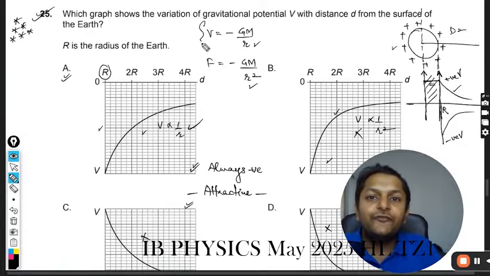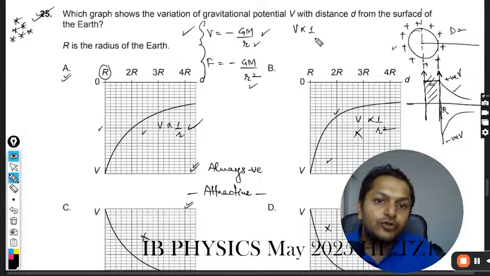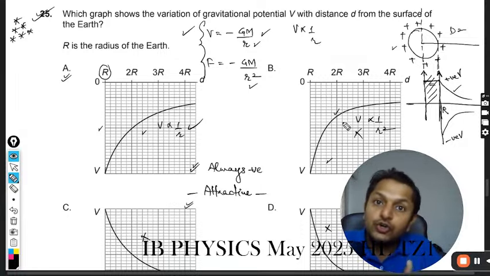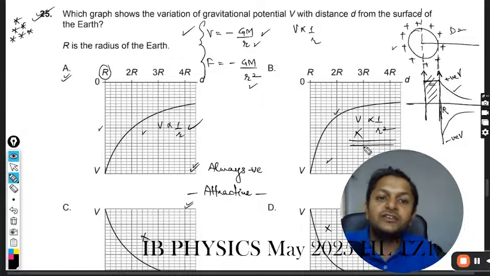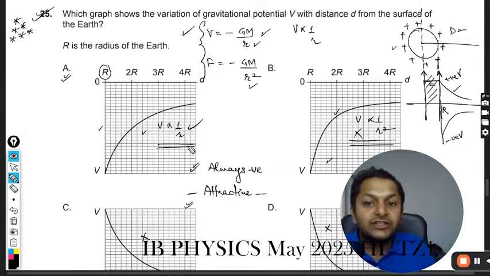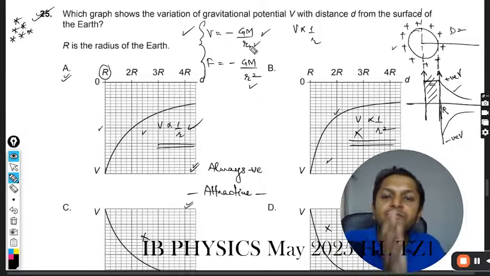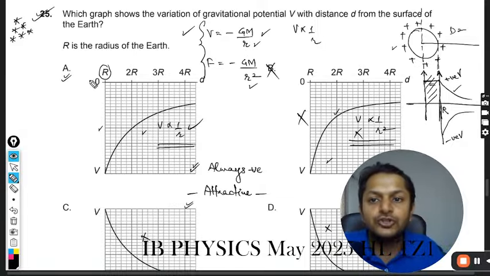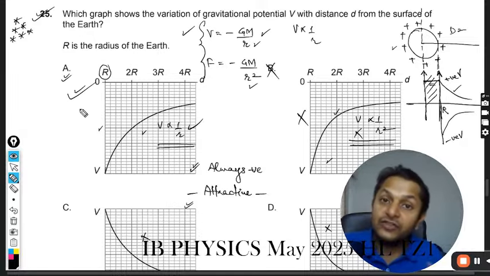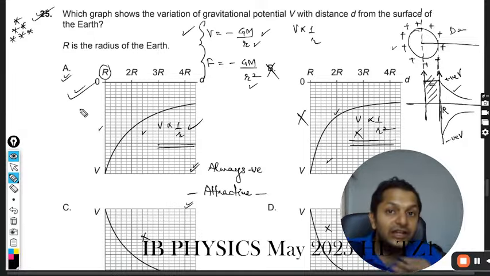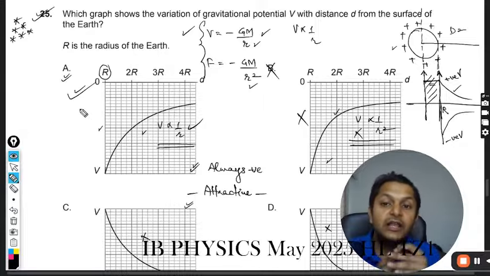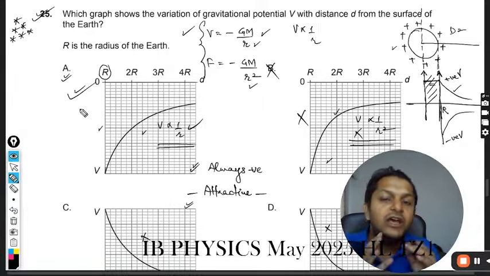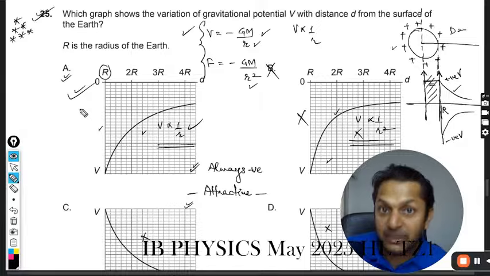Along with that, the formula should be visible to you, that the potential is directly proportional to 1 by R, and this graph is a bit more skewed. Why? Because here the variation will be R square and here the variation is R. So actually the variation is with respect to R, not R square. Hence B is the wrong option and A is the correct option. Otherwise you will be really getting confused in this question, because the A graph and B graph look really similar.